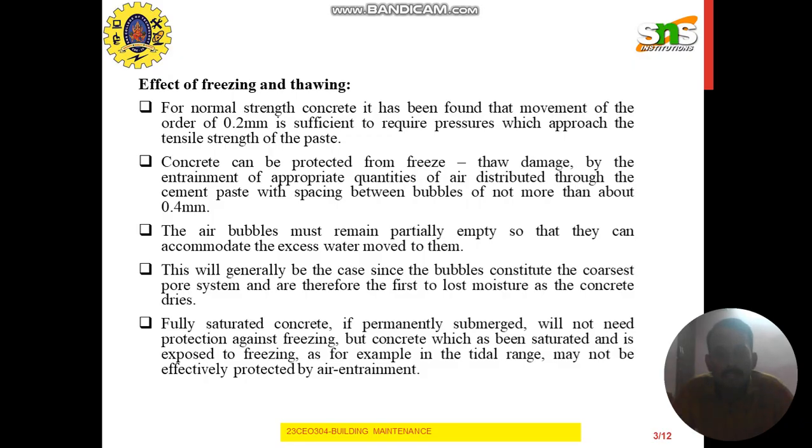The air bubbles remain partially empty in the concrete so that they can accommodate the excessive amount of water which is moved as a result of the freezing effect. So this constitutes the coarser system of the concrete, and therefore the loss of moisture in the concrete happens and the concrete finally dries.